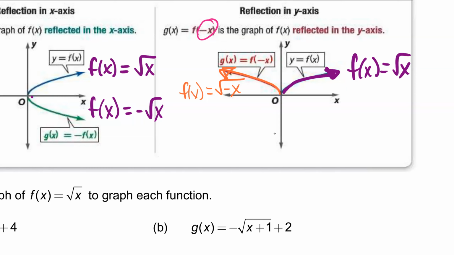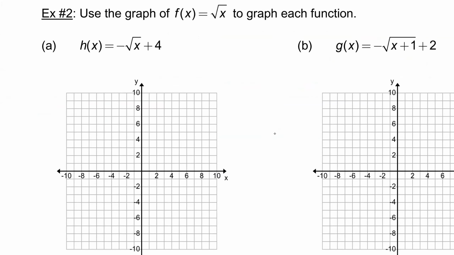It's my hypothesis. Okay, so use the graph f of x equals square root x to graph each function. Turn to the person next to you. Talk about how this negative root x plus 4 is different than just regular root x. How is this different? Turn to the person next to you.